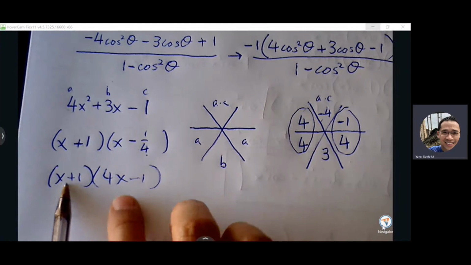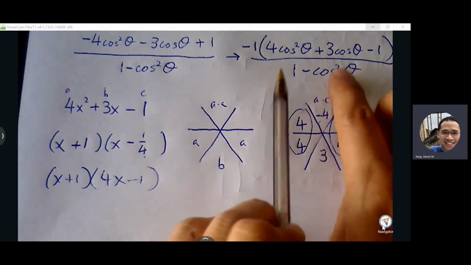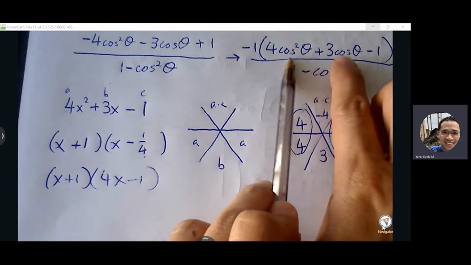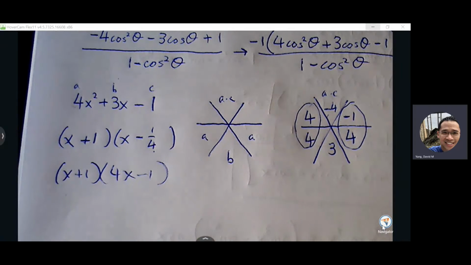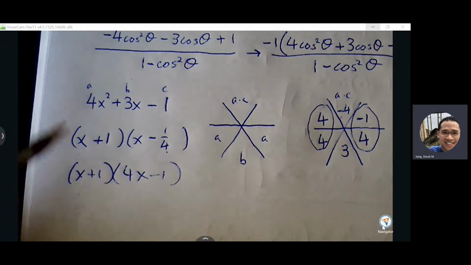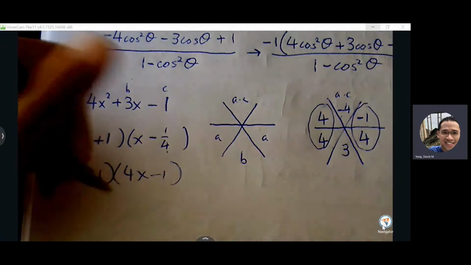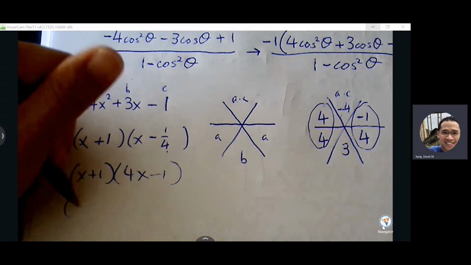So now I factored everything in terms of x, but my variable is cosine. So I just have to put cosine in for the x, right? Because we factored a simpler version of the problem, but we did it in terms of x, so it just feels more familiar. But ultimately, our variable is cosine.